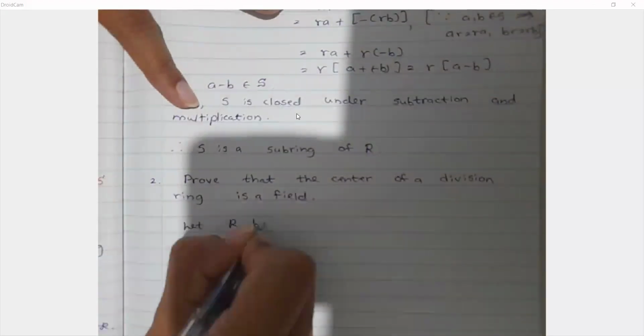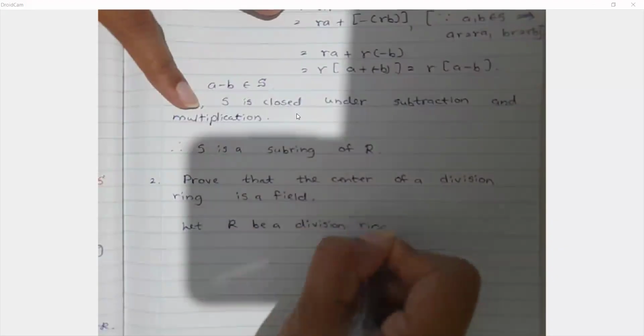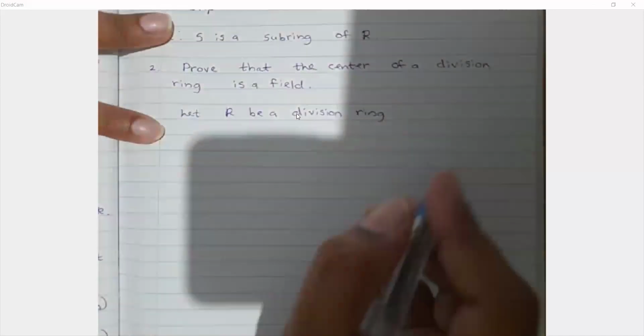So what does it mean? By definition, every non-zero element must have a multiplicative inverse. In other words, every non-zero element must be a unit, right? So first, let R be a division ring containing one. At the very beginning, I said we will consider R to be a ring with unity. So we understand one is in each ring that we are considering in all these problems, okay? R is a division ring.